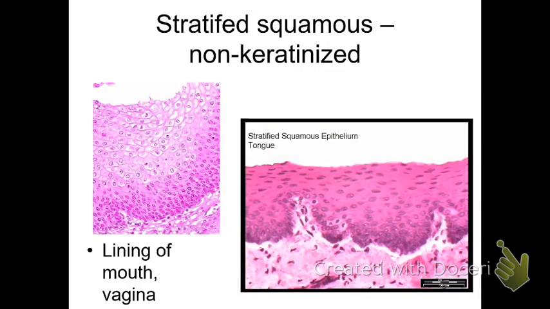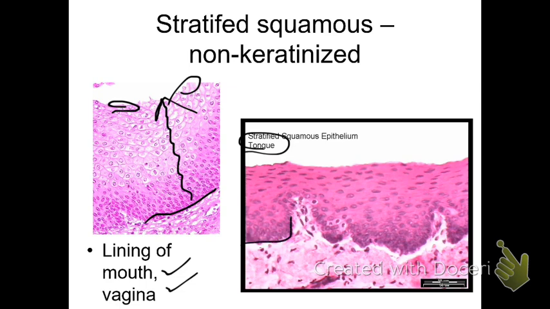So let's look at that again. Again, when we look at stratified squamous non-keratinized, you're looking at places like the inside of the oral cavity, inside of your mouth, your lining of the tongue, the lining of the vagina, the lining of the anus. This is where one finds stratified squamous non-keratinized. Looking at this, here's the basement membrane, all the layers of cells, flat, squamous at the surface with nuclei present. Again, basement membrane, multiple layers of cells, and you can still see the dark staining nuclei at the surface.